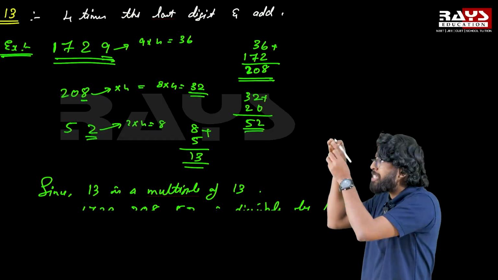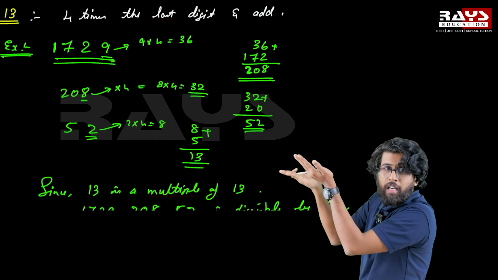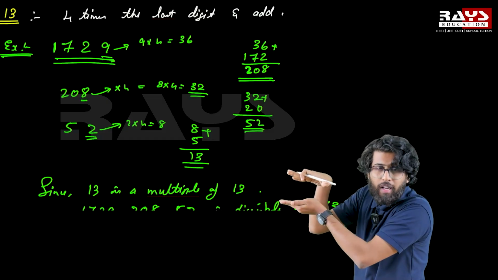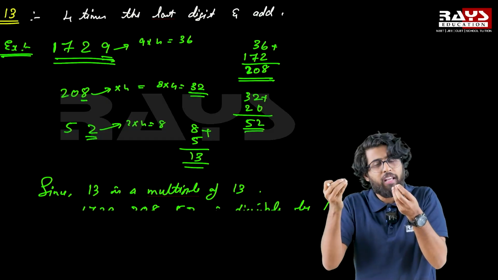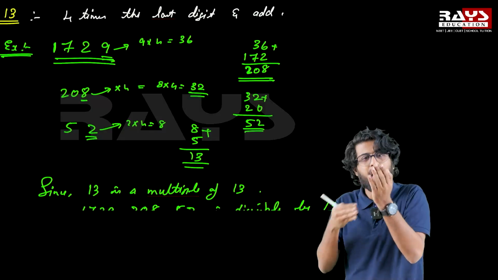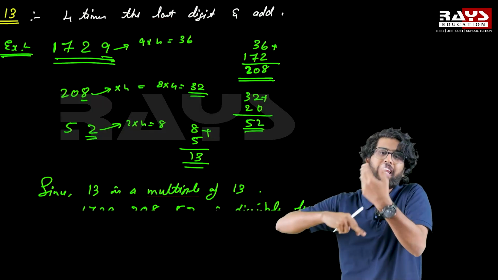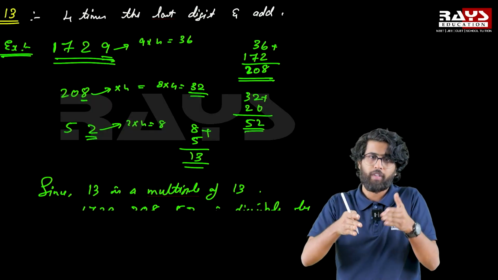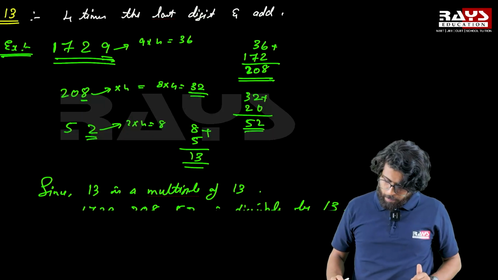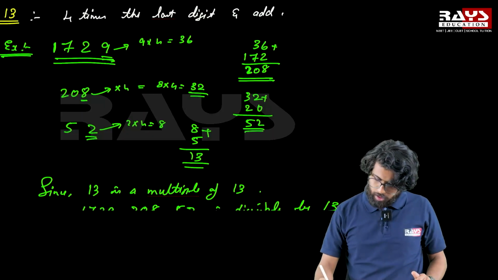So what you have to do is check the last digit, multiply it by 4, and add it with the rest of the numbers. And even if after that you are not sure, repeat the process until you are sure. Okay, I hope it is very clear. Moving to the next. 13 done.